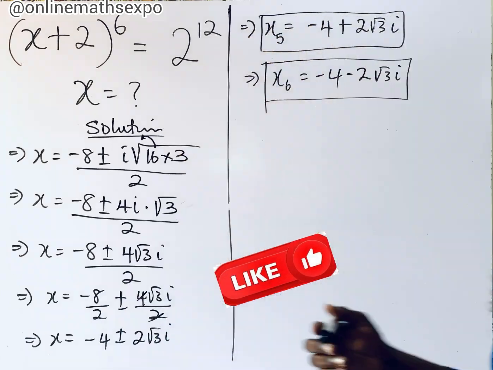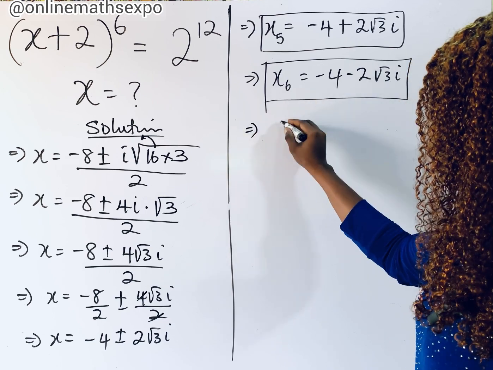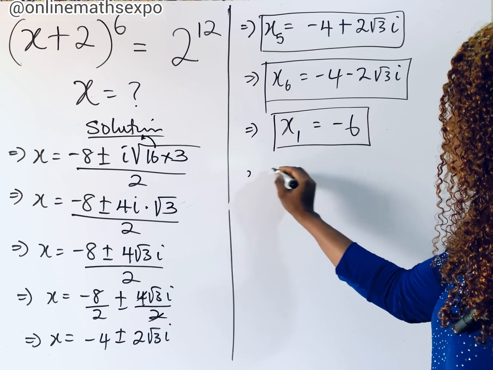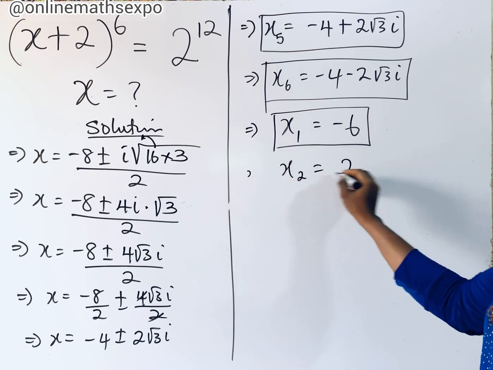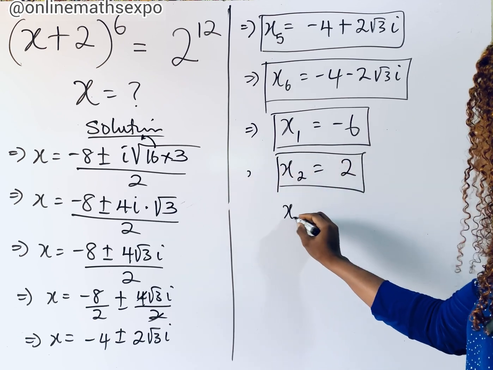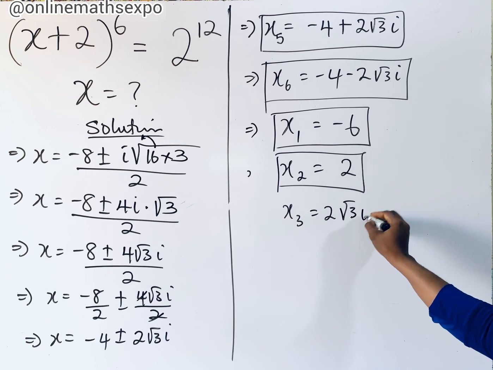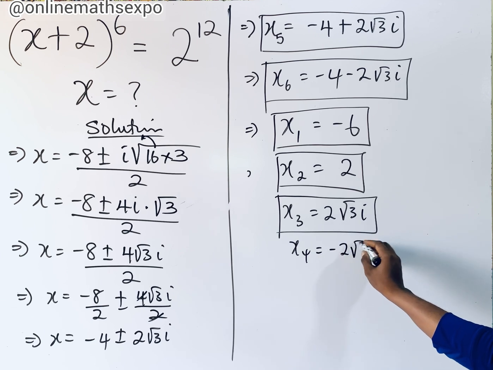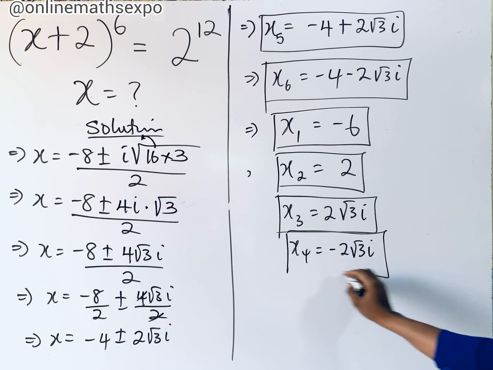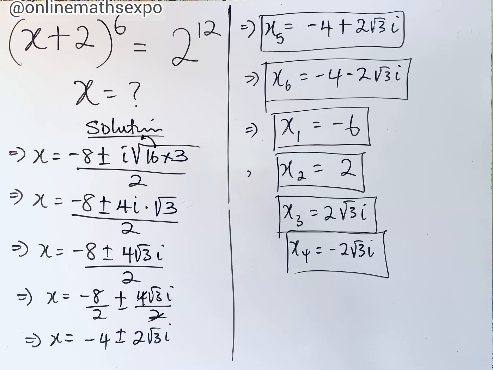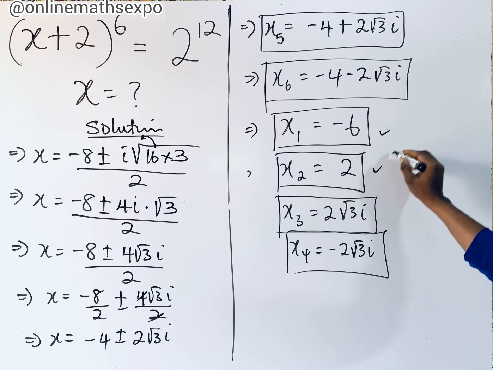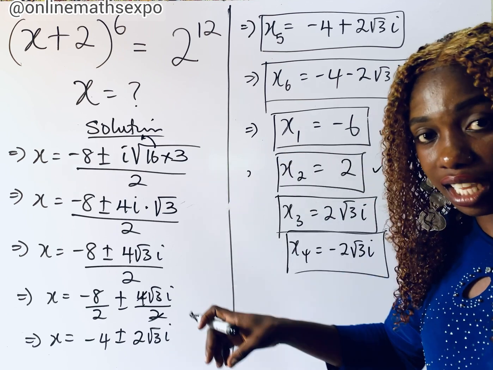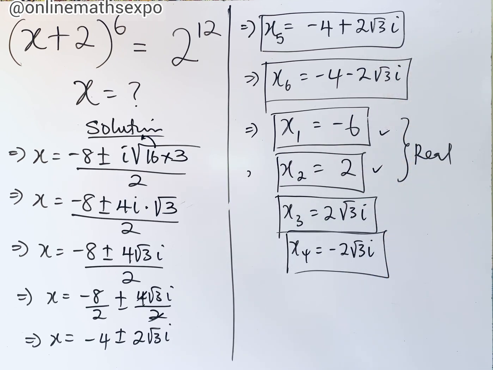Stay true to see how we check for this solution. Remember that the other values of x we got: the first value of x is -6. We also got our second value of x as 2, okay? We also got the third value of x as 2 root 3i. Then we got the fourth value as -2 root 3i. Now these are the six values of x. When you look at this carefully, these two are the ones we call the real values because you see them in your number line. These ones are your complex solutions.